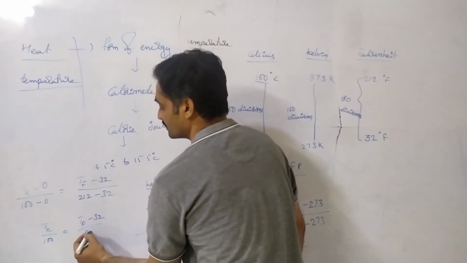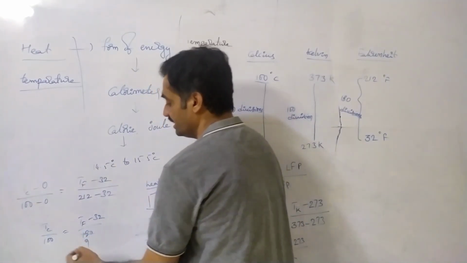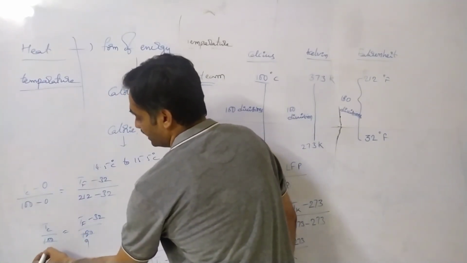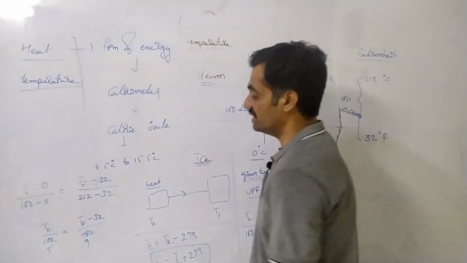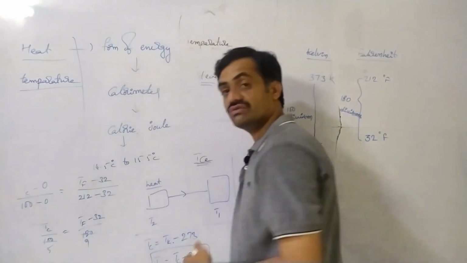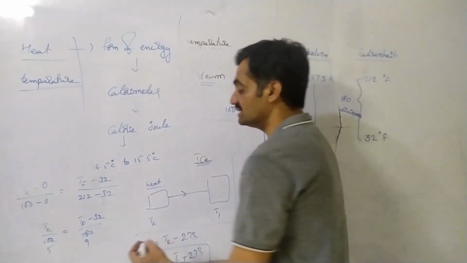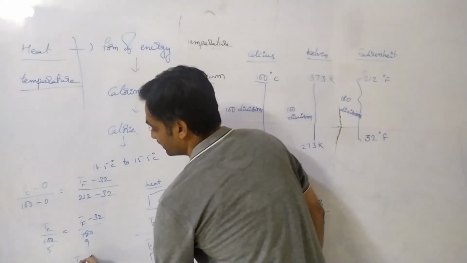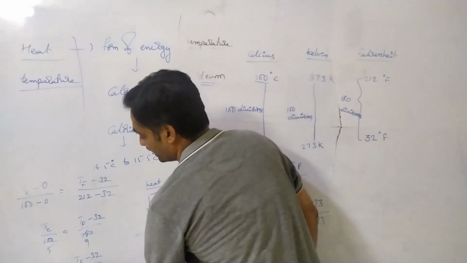9 2s are 18 as well as 5 2s are 10. So based on that, here we can use this expression in order to convert from Celsius to Fahrenheit or Fahrenheit to Celsius: T_C/5 = (T_F - 32)/9.